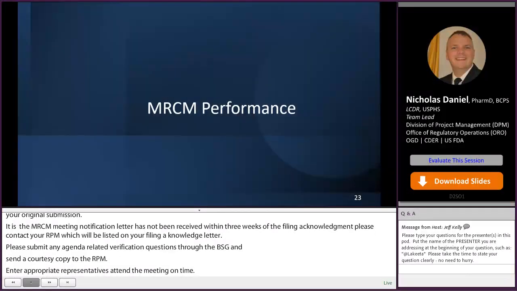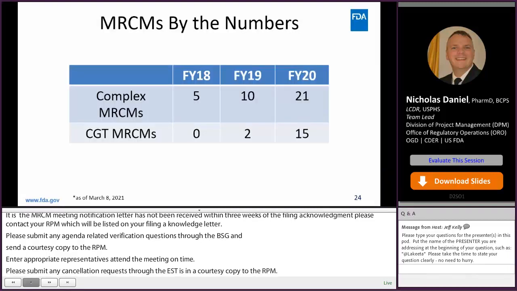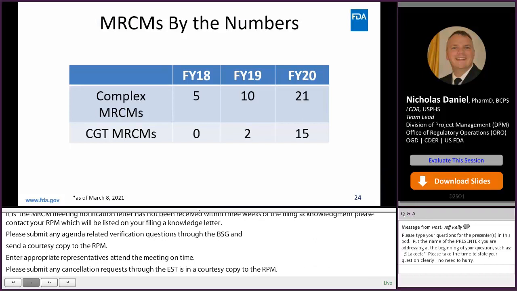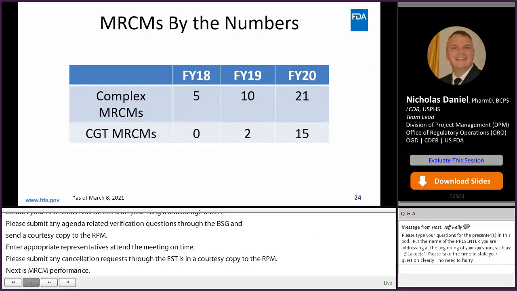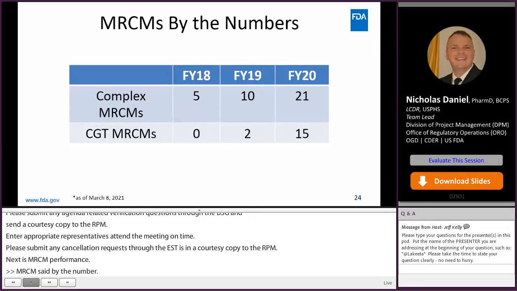Next, we'll discuss MRCM performance and how the program is going so far. So, MRCMs by the numbers. As discussed, MRCMs were introduced with GDUFA 2, which was implemented with the beginning of fiscal year 2018. And during that initial year, we conducted 5 complex MRCMs.